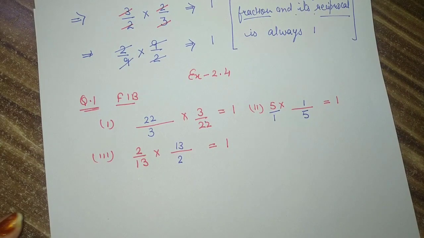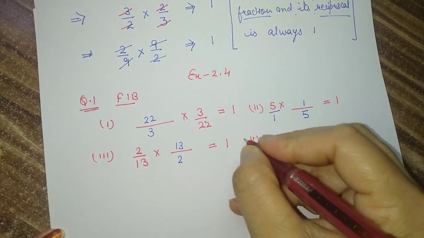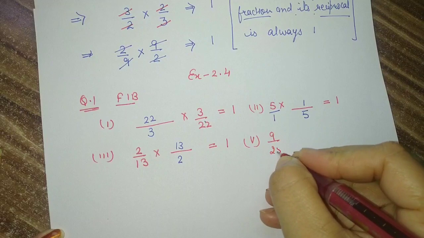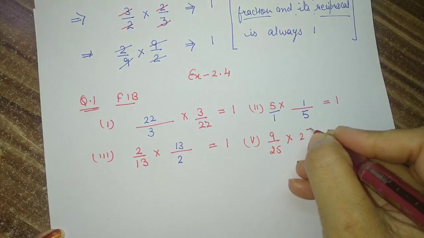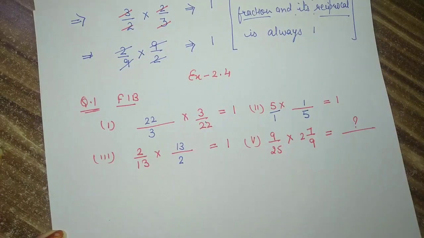Now another example I am going to solve, that is given in the form of a mixed fraction. That is its fifth part. 9 by 25 multiplied with 2 7 by 9. What will be the answer? That we have to find out.